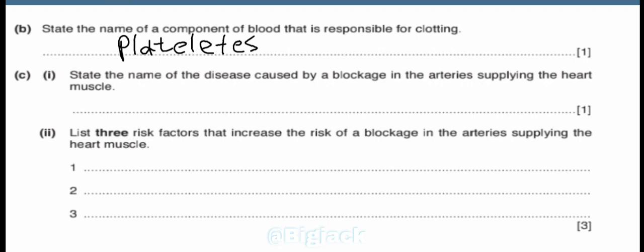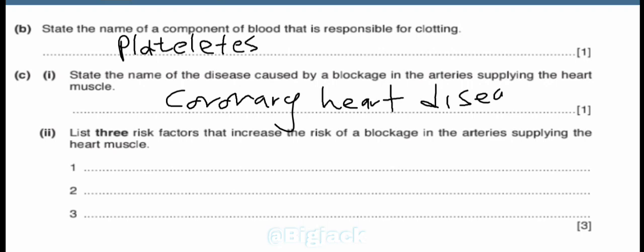Then as for question C, Roman number 1, it is saying, state the name of the disease caused by the blockage in the arteries supplying the heart muscle. So this disease is called the coronary heart disease. So that's the answer.